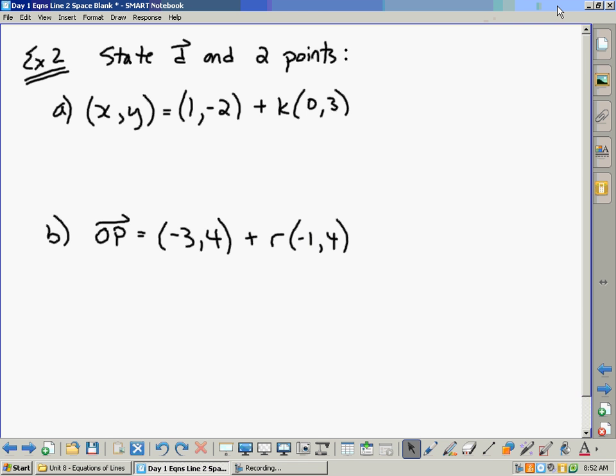Okay, so now we're going to try and do a couple of examples, okay? And first, we're going to look at different forms of the equation and come up with the pertinent information that we need. So in this, I want you to state a direction vector and at least 2 points. Now, you might come up with more than 2 points, and this is what makes this unit a little bit challenging, is since I'm asking you for a point on the line, there's an infinite amount of possible answers, right?